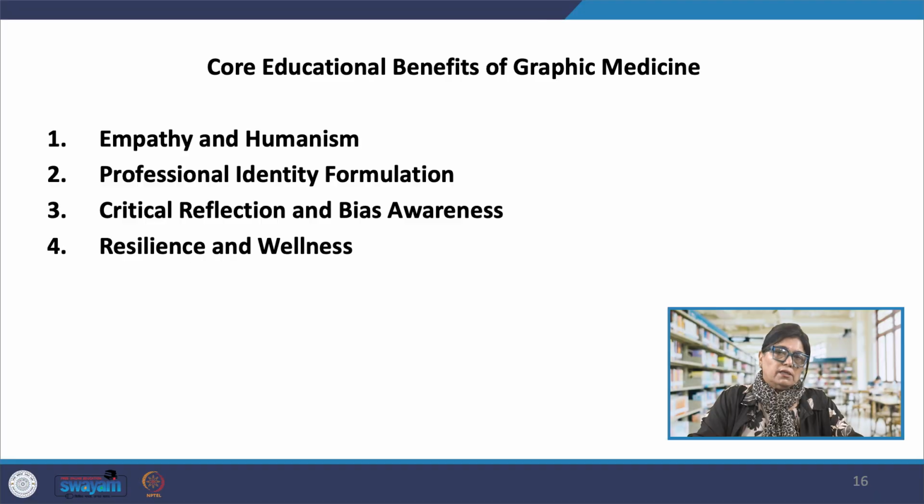Then comes resilience and wellness. Creative expression through comics serves as a tool for stress relief, helping to mitigate burnout by normalizing shared struggles among peers. In graphic medicine, end of life care and social support are explored through visual narratives that bridge the gap between clinical data and the lived emotional experience of dying.